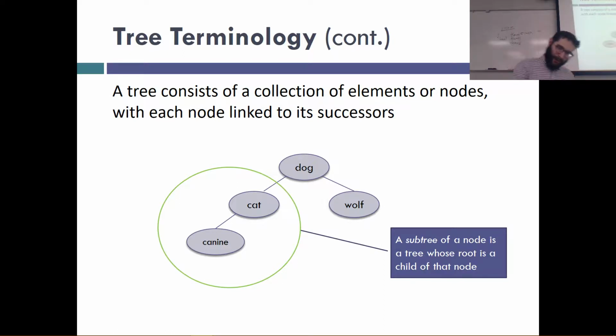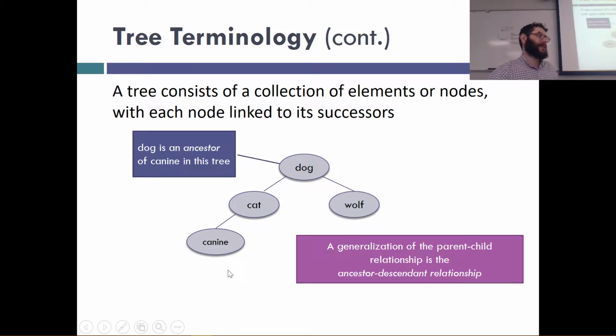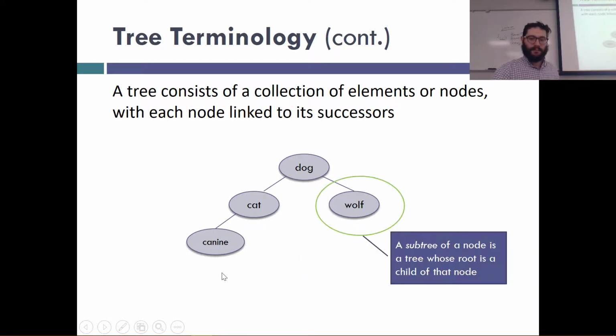So the big thing that makes this recursive is that a tree is made up of subtrees, really. So every node, right, is the root of its own tree. Cat is the root of its own tree, made up of his left child of canine and his right child of nothing. Wolf is the root of his own tree, which is just made up of one node. That makes sense? Right? And dog is the root of his own tree, which has 3 other nodes in it. And canine is the root of his own tree, which has no nodes in it. Okay?